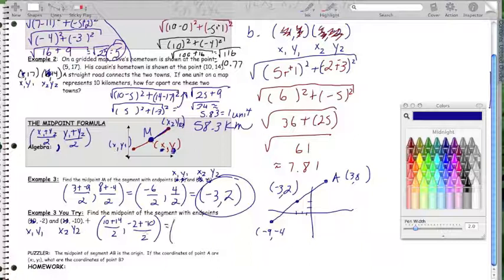Now I simplify. 10 plus 14 is 24. Negative 2 plus negative 10 is negative 12. One last step, divide. 24 divided by 2 is 12. Negative 12 divided by 2 is negative 6. There's my answer.